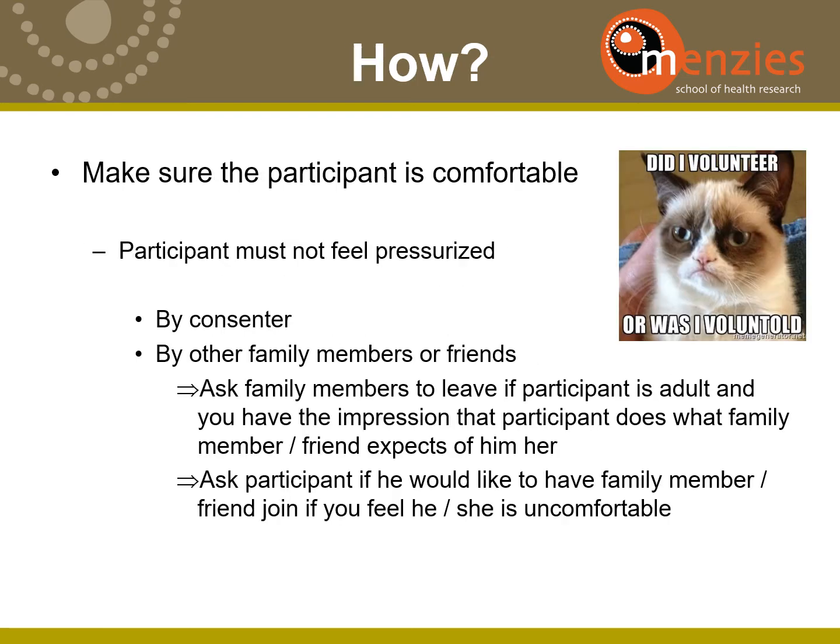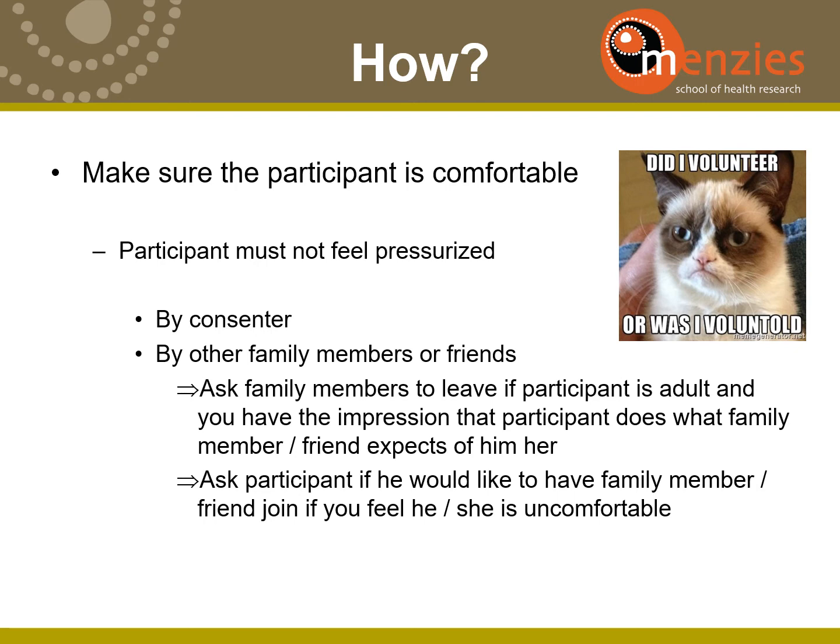How should the consenting process happen? First of all, make sure the participant is comfortable and you have enough time to address any questions the participant may have. Make sure that the consenting process happens in a secluded environment where there is no access to the public and there's no public traffic. The participant must not feel pressurized to agree to participate at any point in time.